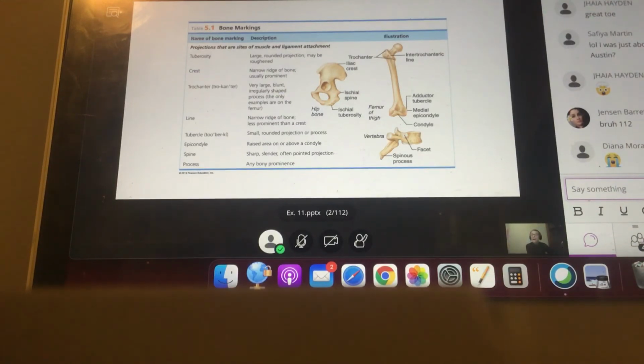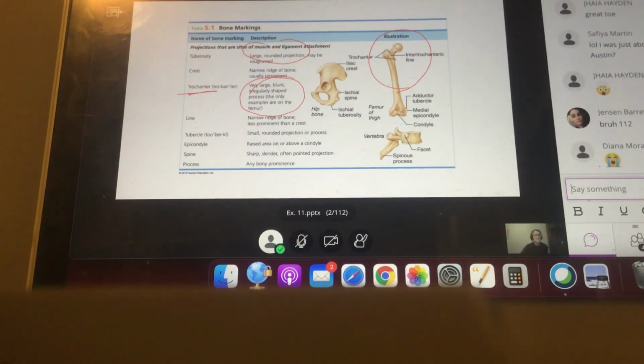Just have it out as you're going through this, and just kind of say, oh wait, what's a tuberosity? Okay, a tuberosity is a large rounded projection. Okay, I remember that. A trochanter is very large, so it makes sense that I'm going to have a trochanter on a big bone like a femur. Okay, guys? So just think about this when you're doing it.